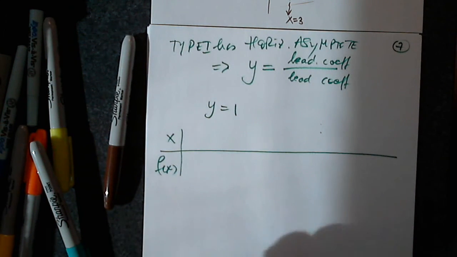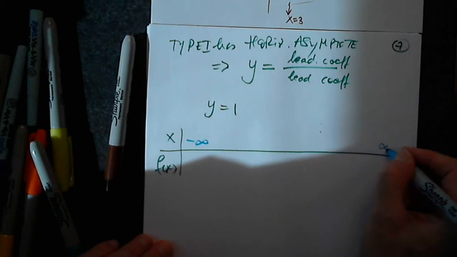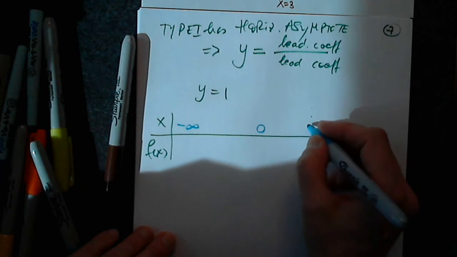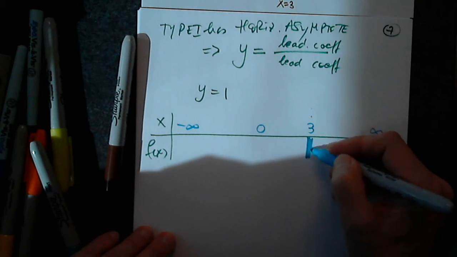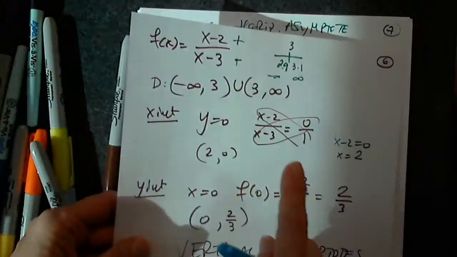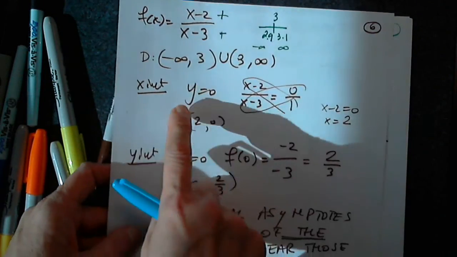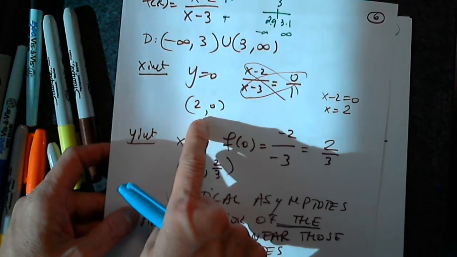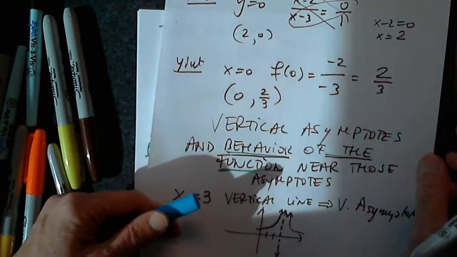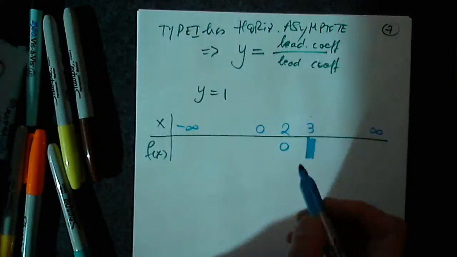You told me that the function is undefined at 3. 3 must be in the table. Undefined at 3 means this. This also signifies that there is a potential vertical asymptote in there, but more importantly, the function is undefined at 3. Okay, so this is the domain. Then you said that the function has an x-intercept at 2. Very good. Then you said that when x is 0, y is 2/3. Perfect.